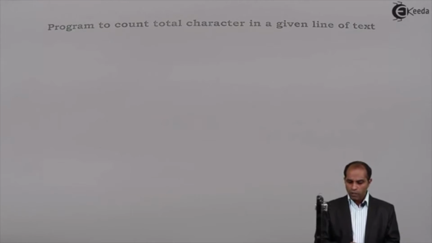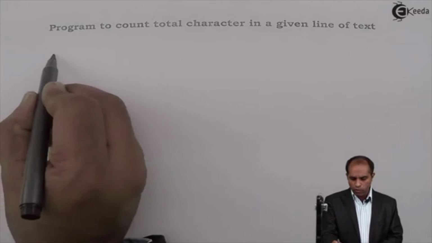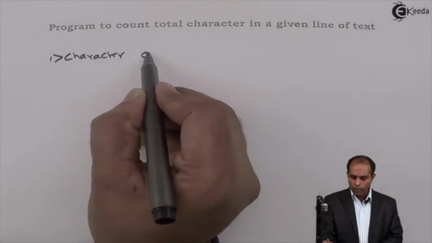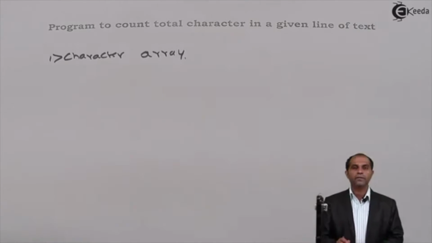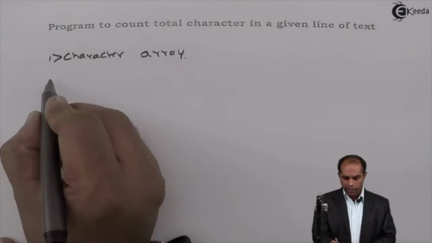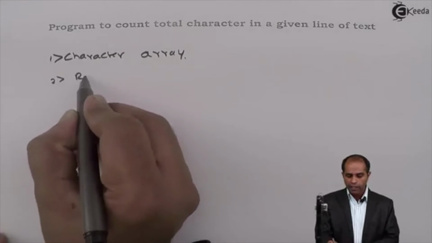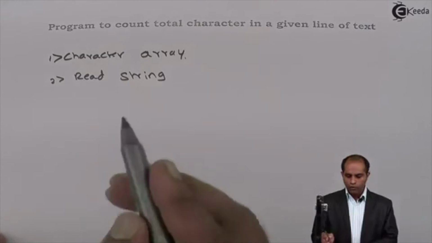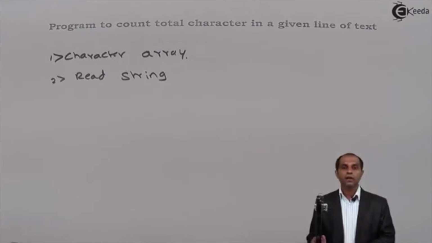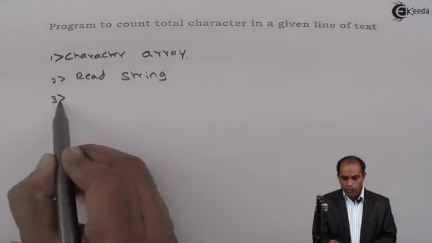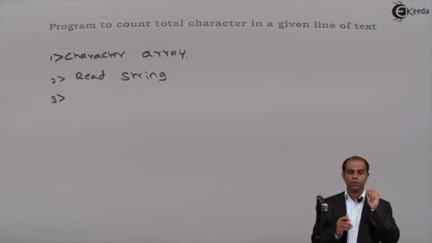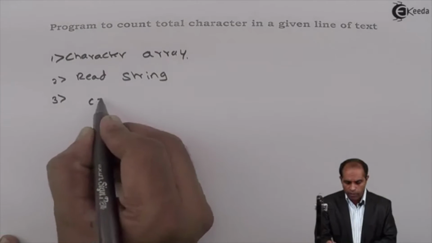Now, the very first thing I need to define is a character array. First of all, I need to define a character array. Once a character array is defined, the next thing I'm supposed to do is read this string. So define a character array and then read the string. After that, I need to count the number of characters. Whenever a word count comes into the program, it always hints towards the use of a counter variable. Now let's set the counter variable C as 0.